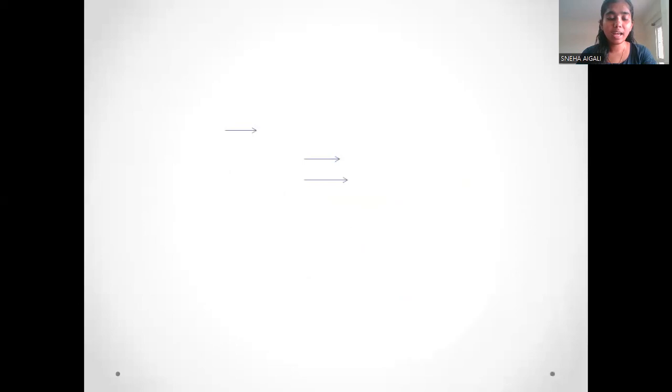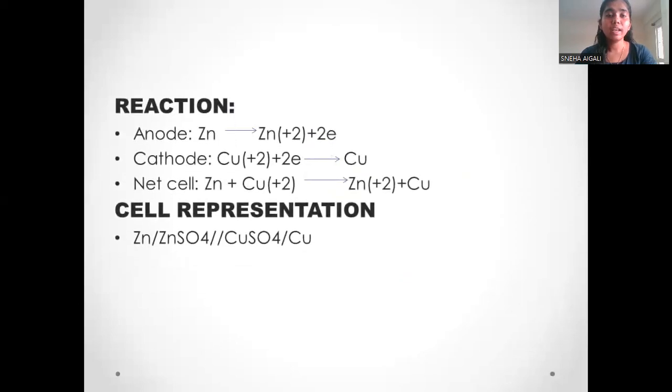Now next up, we have the working of the galvanic cell. At the anode, oxidation takes place. That is, zinc gets converted into Zn2+, liberating 2 electrons. At the cathode, reduction takes place. That is, Cu2+, gaining 2 electrons, becomes Cu. The net cell reaction would be Zn plus Cu2+ gives Zn2+ plus Cu.